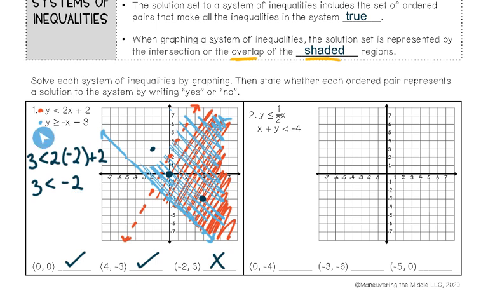That's not a true statement. If you plug that into the blue inequality, it would work, but it has to work for both of them. That's the key difference when you're looking at solving a system of linear inequalities versus just one linear inequality. The solutions have to work for both inequalities, so it would be in the overlapping shaded region. Keeping that in mind, go ahead and try number 2 as much as you can by yourself and press play when you're ready to check.